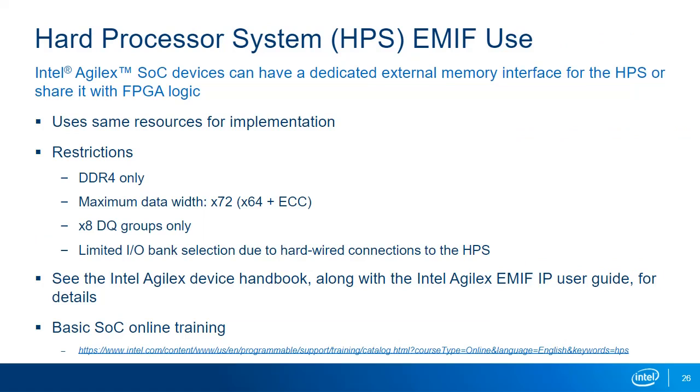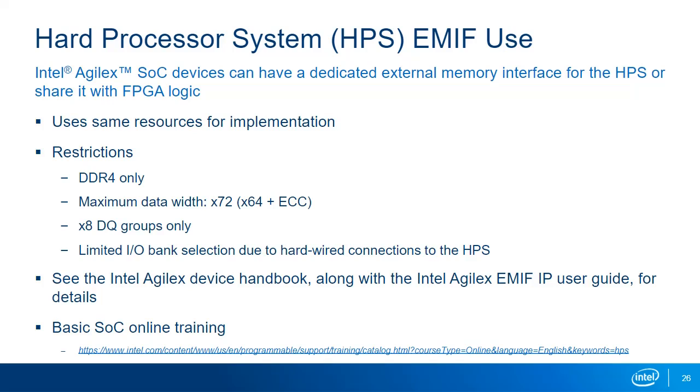All of the architecture and implementation details just discussed also apply to SoC device variants. SoC devices include a hard processor system, or HPS, based off of an ARM Cortex processor. An EMIF in these devices can be configured for use exclusively by the HPS or shared with FPGA logic. The same device resources are used. However, there are some restrictions on EMIF use with the HPS. First, only DDR4 interfaces are currently supported. Also, HPS EMIF interfaces are limited to a maximum width of BY72. If you are not using ECC, the maximum width is BY64. The BY8 mode for data group width is the only width supported.